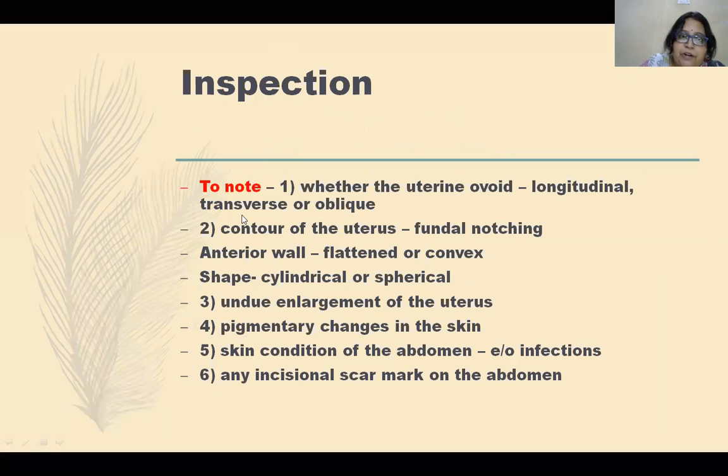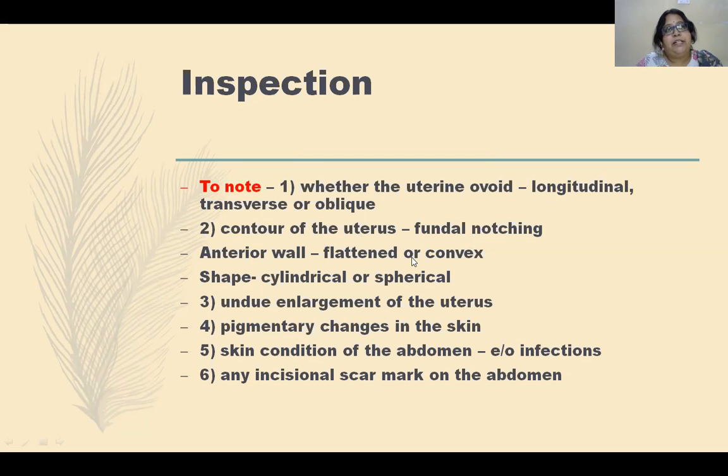First is inspection. On inspection, what do you note? The uterine ovoid, whether it is longitudinal, transverse or oblique. I have told you this will depend on the lie of the baby. Next, the contour of the uterus, whether any fundal notching is present, and the anterior wall, whether it is flattened or convex. Next is the shape, whether the shape of the uterus is cylindrical or spherical.